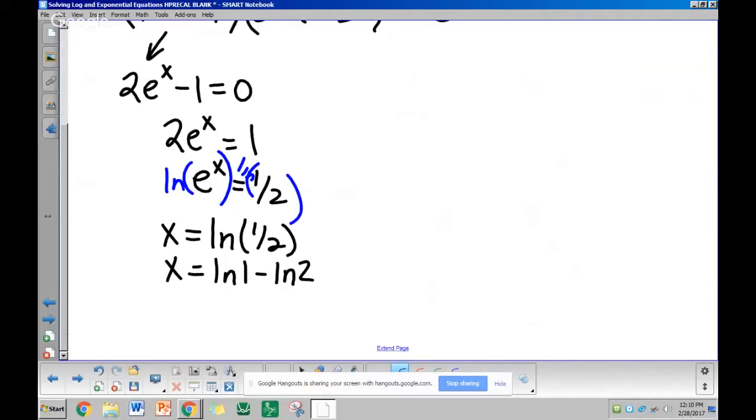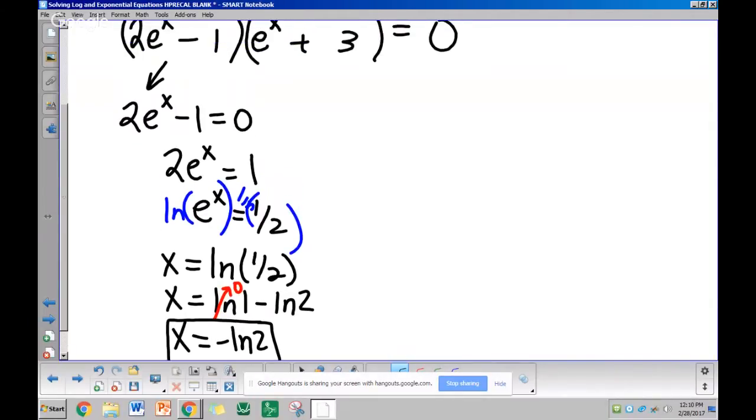Because it's division. And the natural log of 1 is 0. So x equals negative natural log of 2. And before you ask on a test, I would accept either natural log of 1/2 or negative ln of 2. Okay, so don't forget about that. All right, what about the other side here?